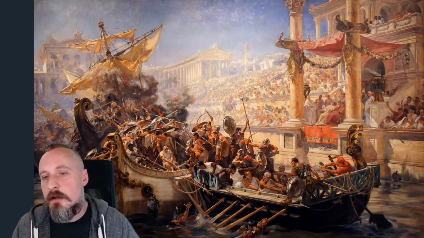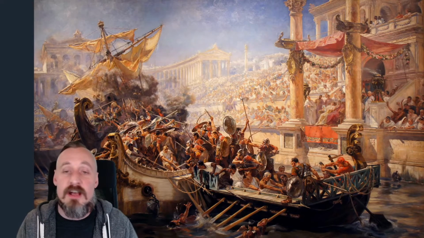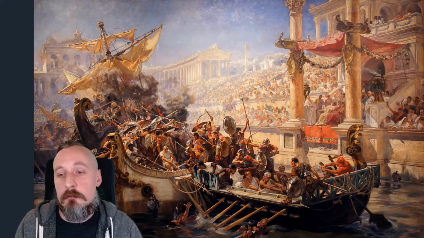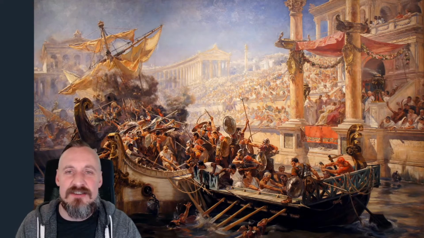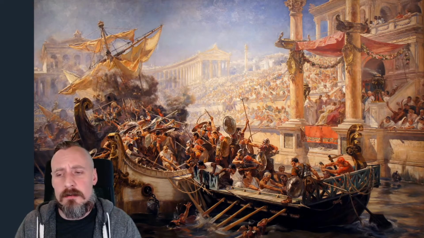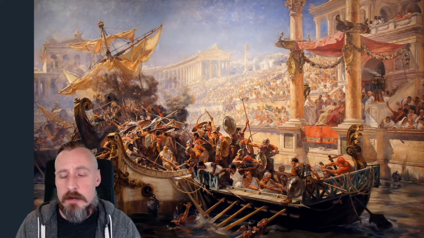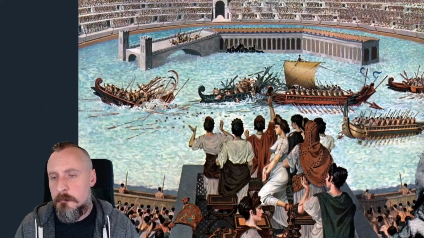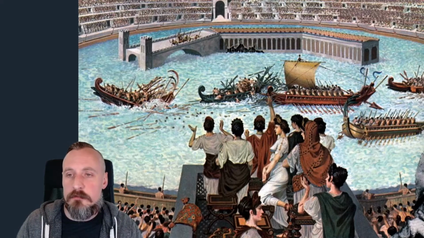What you see in the background here is not the Colosseum, it's just another arena that they filled with water. But this was a common theme in Roman entertainment, that people of, for their time, the highest civilization, also put on some of the most horrific and terrible forms of entertainment. Here's another picture of some of the naval battles that went on.